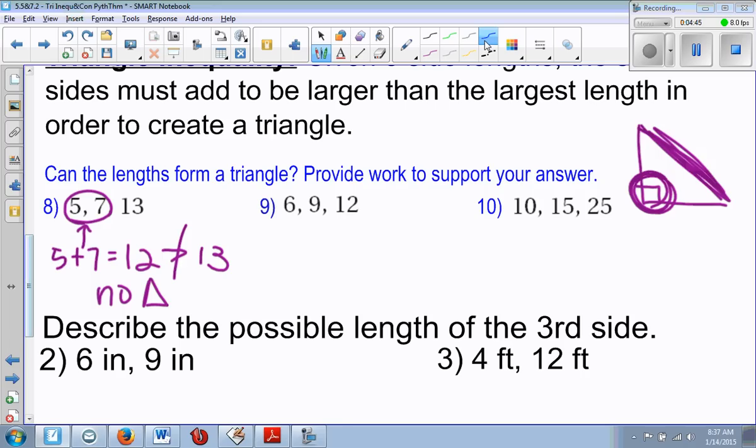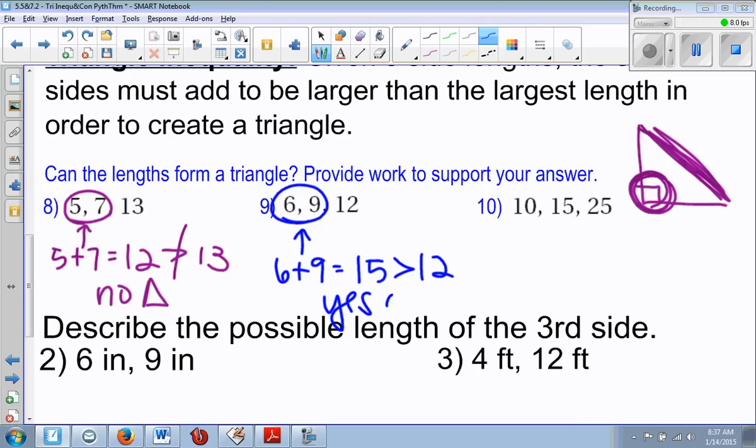So we go to the next problem. The 2 smallest sides are 6 and 9. If I add those up, I get 15. The third side's 12. 15 is larger than 12. That means that there is a triangle that I can create. If I took pieces of string that were 6 inches, 9 inches, and 12 inches long, I would be able to connect them and make a triangle.